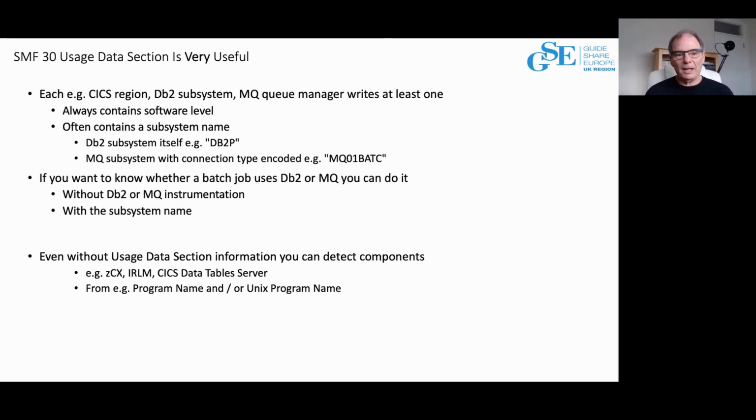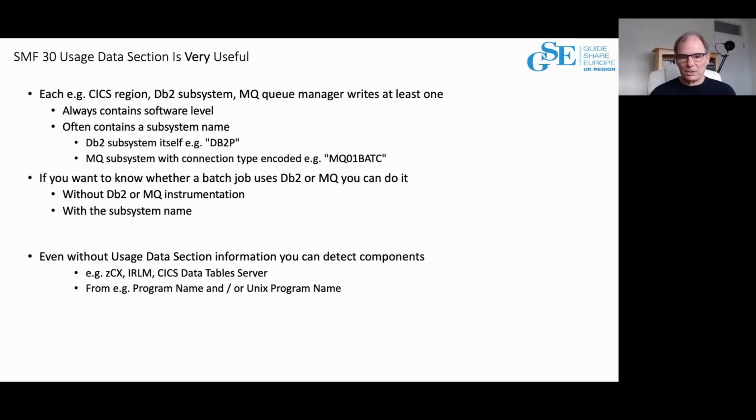So you too, if you have usage data section data in, let's say, MXG or whatever tool you're using, can run a very simple query that says, tell me all the software levels for CICS or DB2 or MQ or IMS or WebSphere or whatever it might be. Often, but not always, and this is where it gets really handy for me, you get the subsystem name. So for DB2 usage data sections, the product qualifier is the DB2 subsystem name. So we're getting the beginnings of topology here.